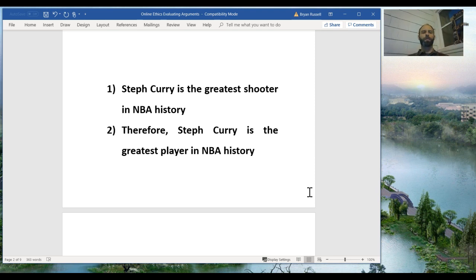In this argument, the only premise is Steph Curry is the greatest shooter in NBA history. Now you might be thinking that premise could be contentious, like it's a bold claim to say he's the greatest shooter in NBA history, but actually if you talk to basketball experts, it's not all that contentious. So people who know the game are pretty much in agreement that he's the greatest shooter in NBA history.